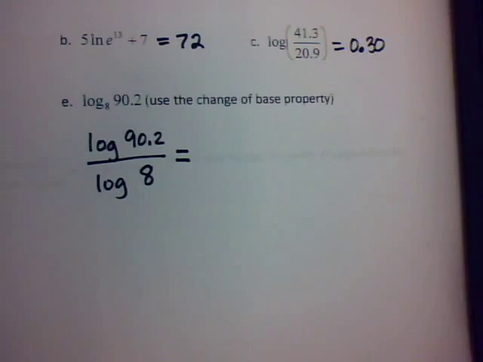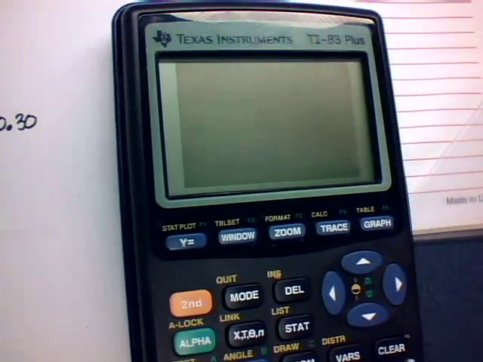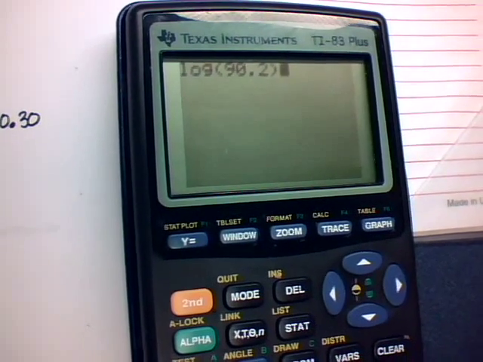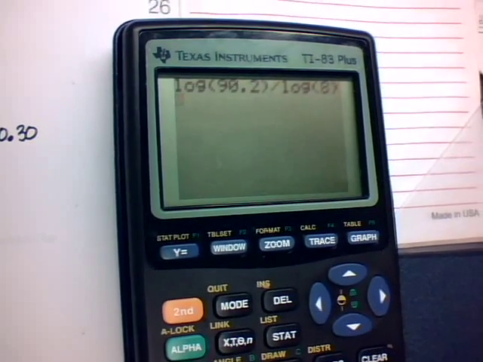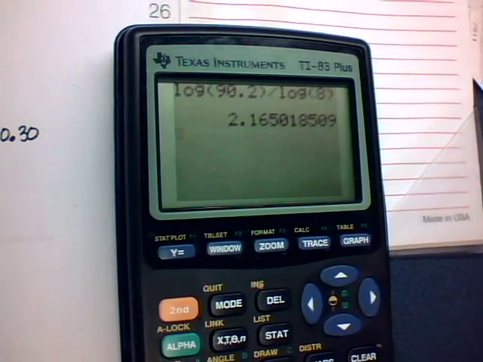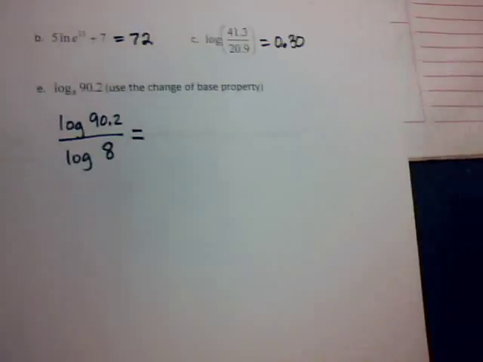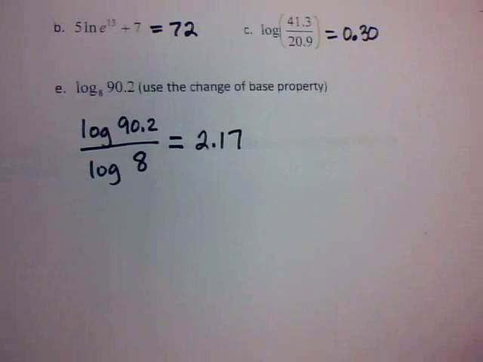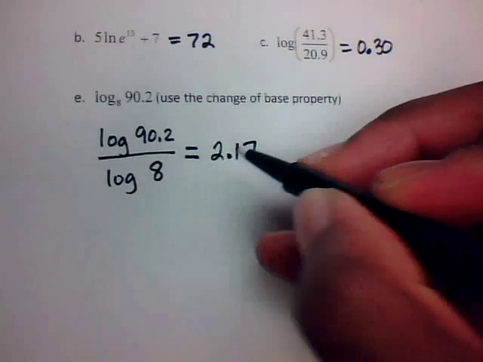So if we do log of 90.2 divided by the log of 8, on the calculator, press the log key, and then 90.2. You're going to close the parentheses there, divided by the log of 8, close parentheses, and then hit enter. You're going to get, to 2 decimal places, 2.17. Okay, so here, using the change of base property, the log to the base 8 of 90.2 will be 2.17.